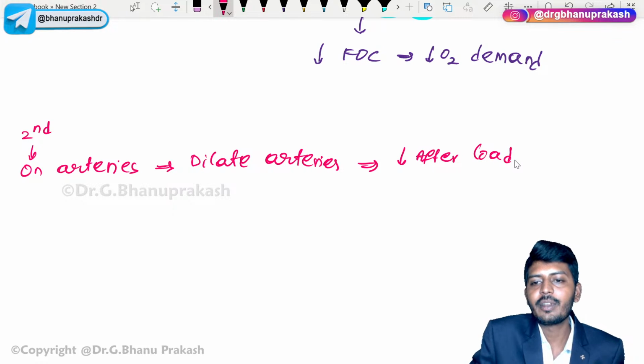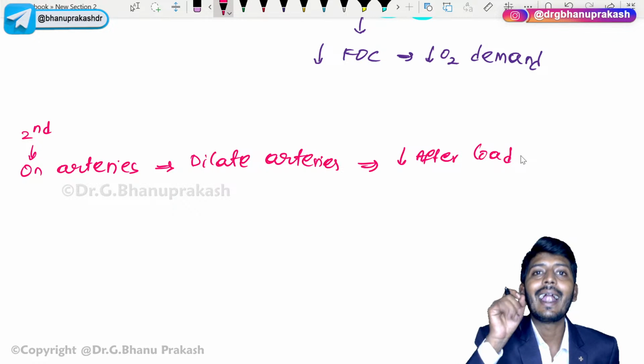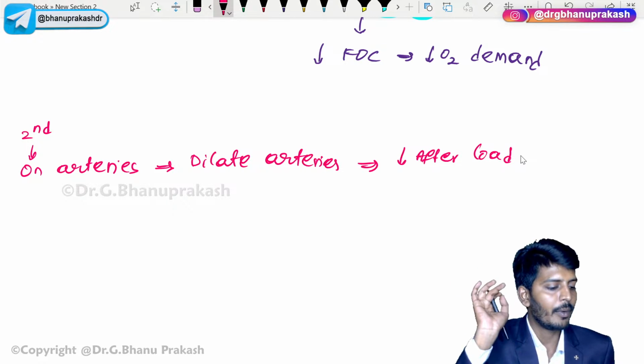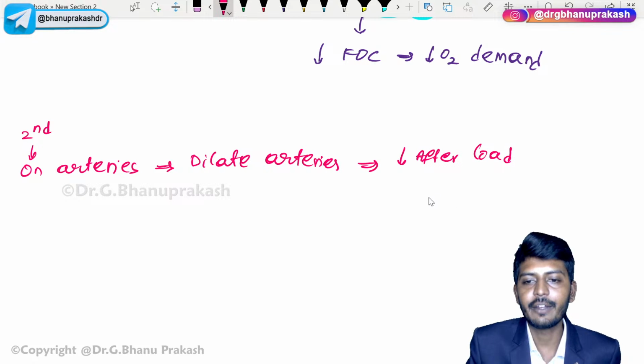I'll tell you one more simple technique to remember. Veins will determine preload and arteries will determine afterload. A for artery, A for afterload. You remember one of them, the other one will be the effect of the veins. So this is a very small, easy technique for you to remember.